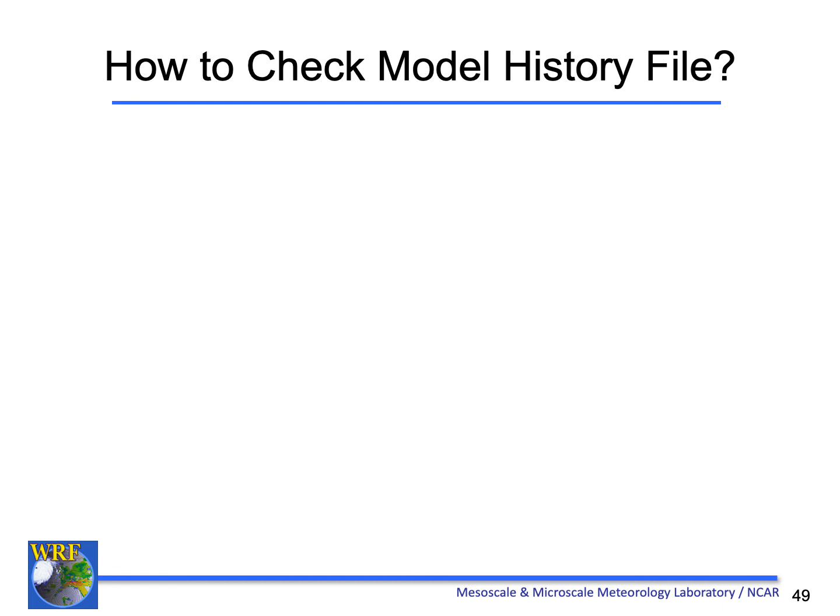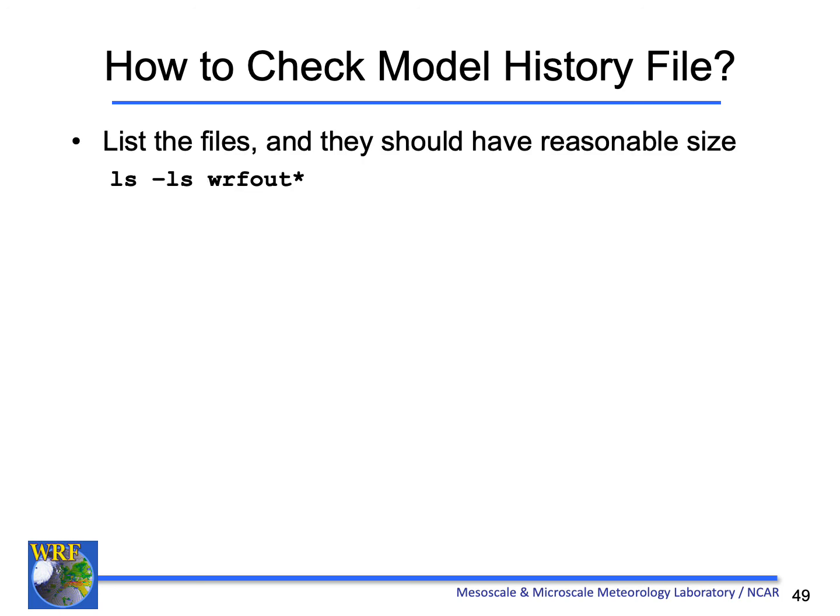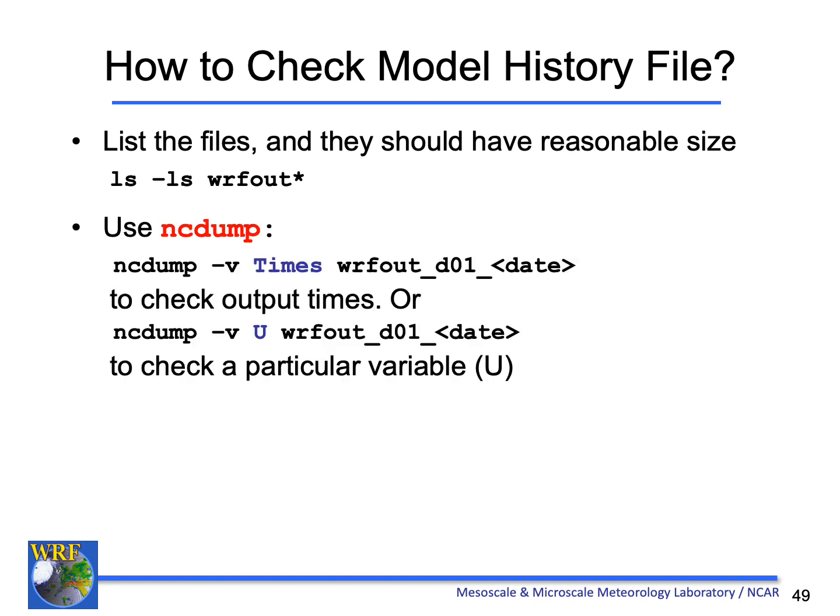Now, how do we do a quick check on the model history output files? First, list the files. They should have many hundreds of kilobytes in size. Make use of netCDF's ncdump. We can check any variable in the file with this tool. Just be aware, to check any model field, it could be a lot of data.